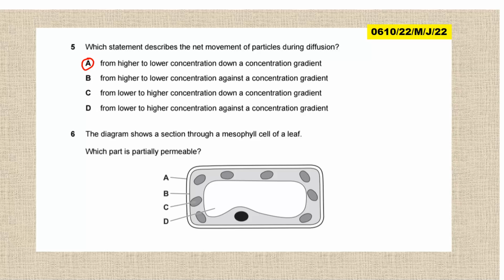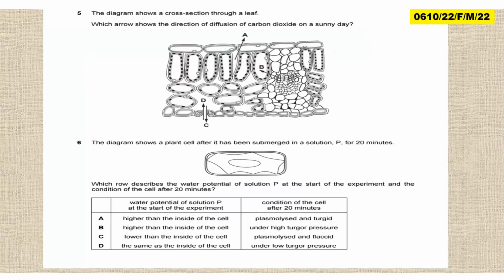Question 6. The diagram shows a section through the mesophyll cells of a leaf. Which part is partially permeable? The part that is partially permeable is the cell membrane, which is B.